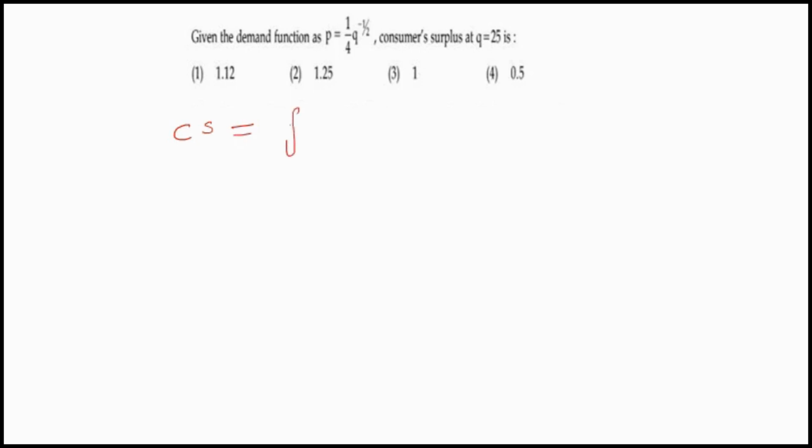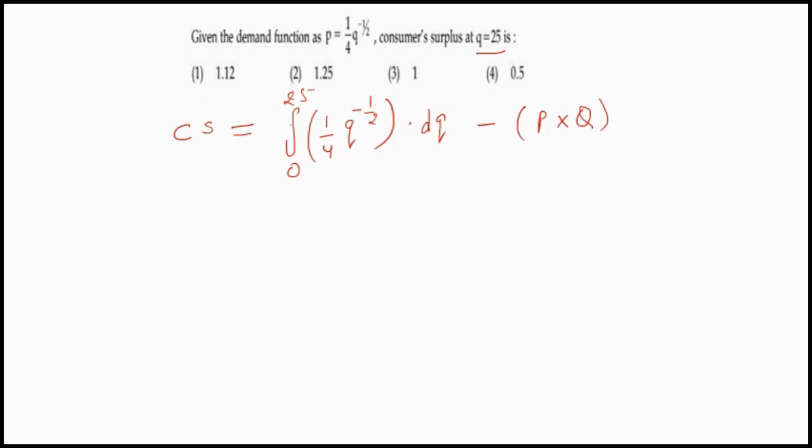we do integration from 0 to 25, as they are saying q is equal to 25. We have to add all the consumers' marginal willingness to pay, and that can be done using this integration. So we write the demand function here, 1 by 4 q raised to power minus half. We integrate it with respect to q, and we subtract the amount consumer actually pays, which is the total expenditure.